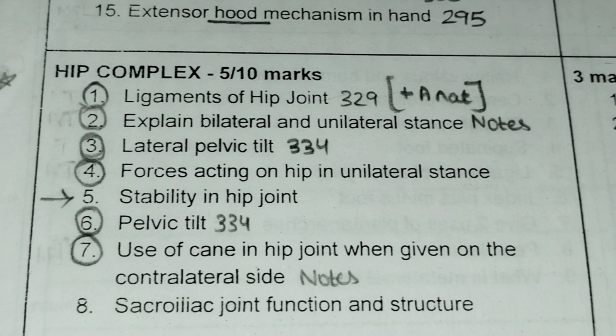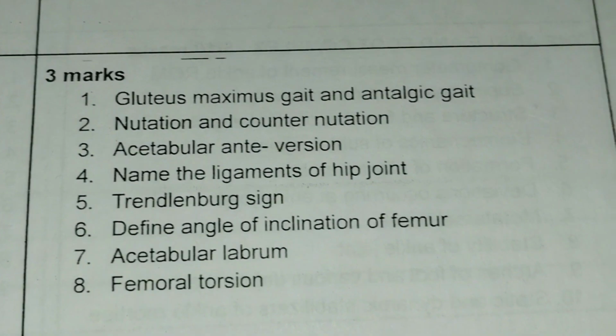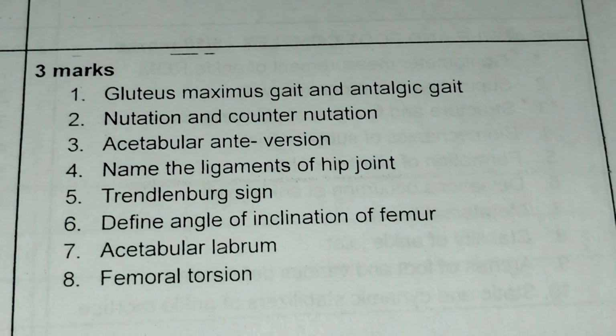This was about the important 5 or 10 mark questions. Next we have the important 3 mark questions, in which the first one is gluteus maximus gait and antalgic gait. Second one, nutation and counter nutation. Third one, acetabular anteversion. Fourth one, name the ligaments of hip joint. Fifth one, Trendelenburg sign. Sixth one, define angle of inclination of femur. Seventh one, acetabular labrum. Eighth one, femoral torsion. And this was about this chapter.